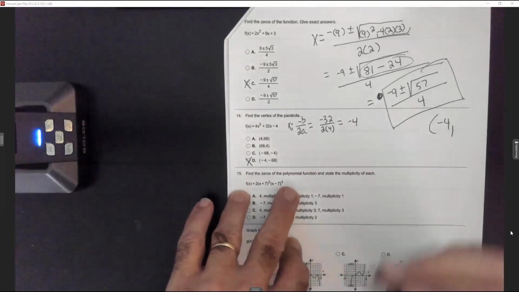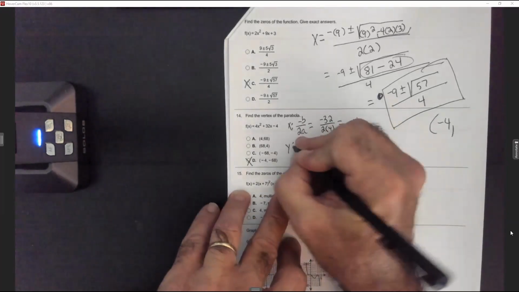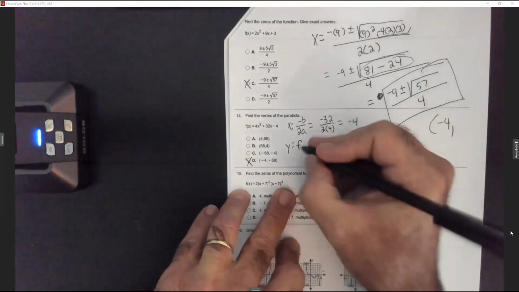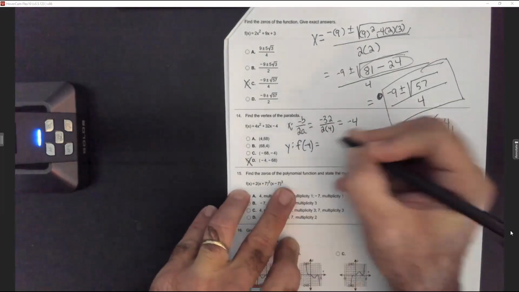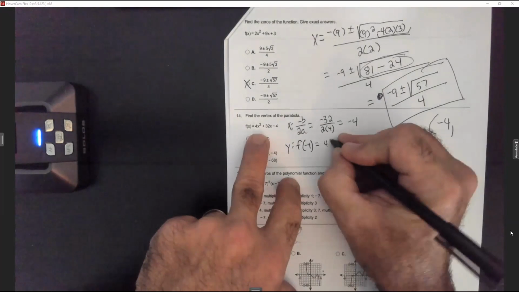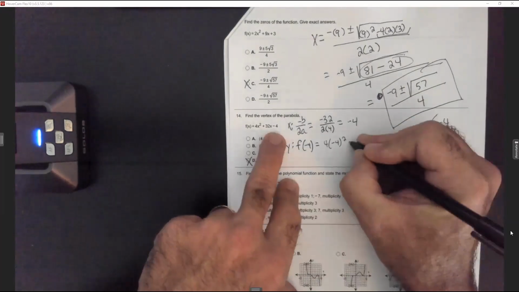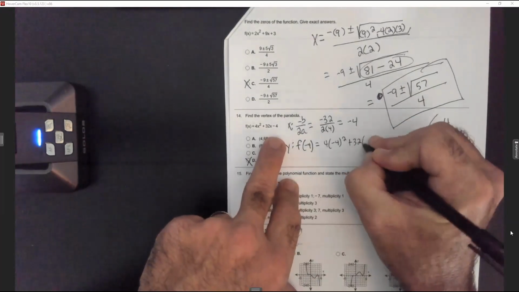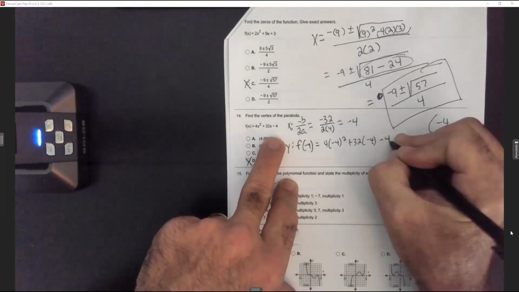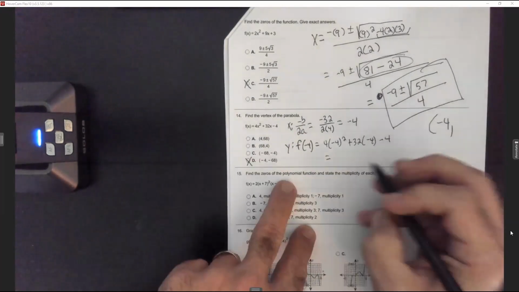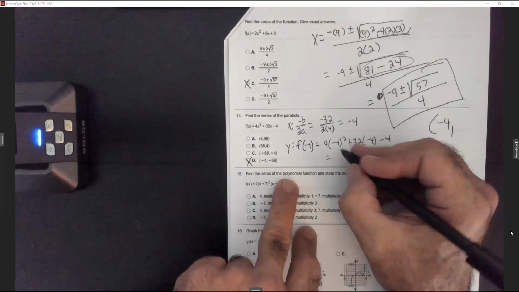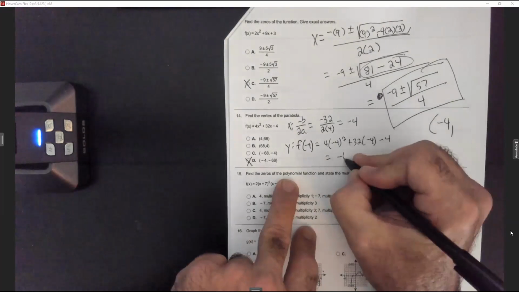But if you want to get the y coordinate, you would find f of negative 4. So that'll be 4 times negative 4 squared plus 32 times negative 4 minus 4. Punch that in your calculator. It will spit out a negative 68.